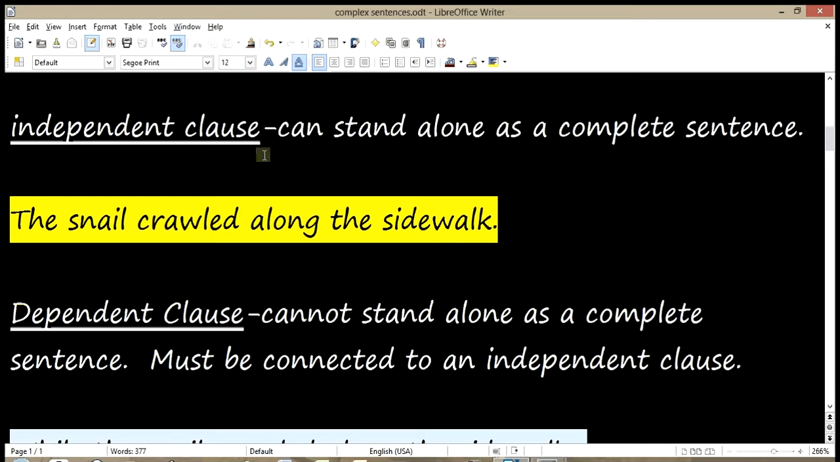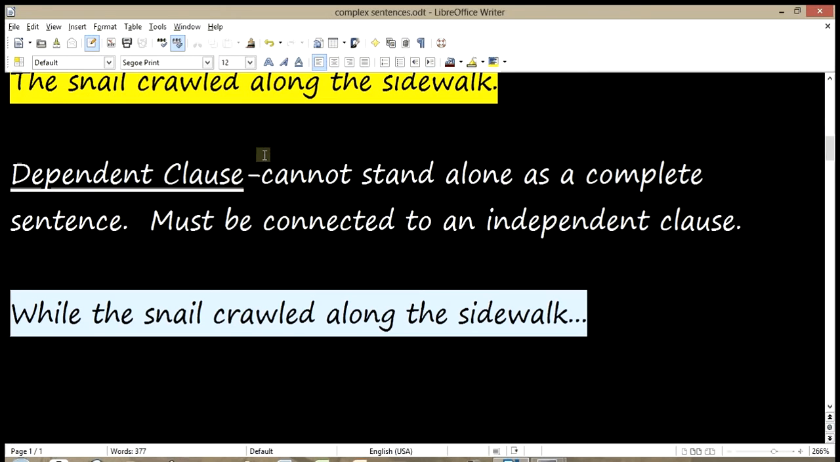The other kind of clause that we will be dealing with today is called a dependent clause. Dependent clauses cannot stand alone as complete sentences. You've got to connect them to an independent clause. Let me give you an example. I've just slightly modified the clause we looked at a minute ago: while the snail crawled along the sidewalk. The word while tells us that something else must be happening.